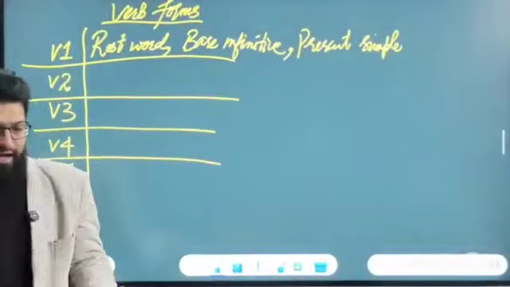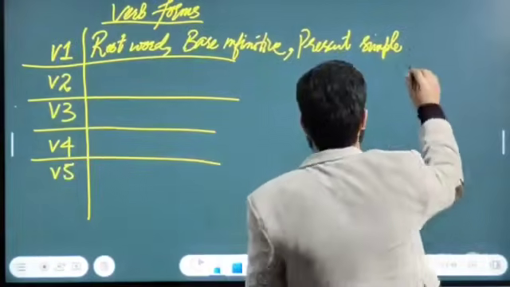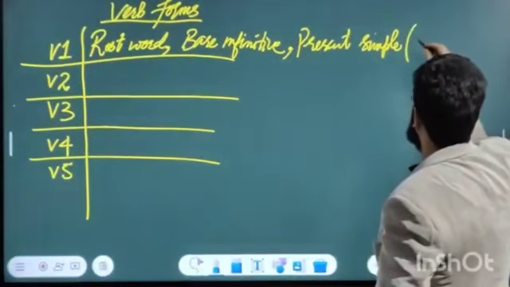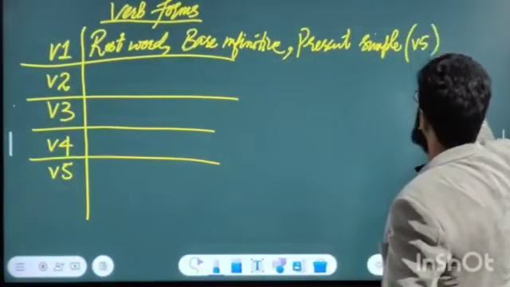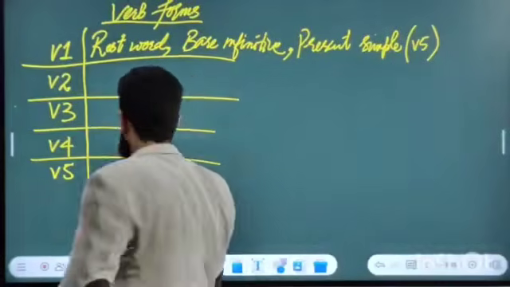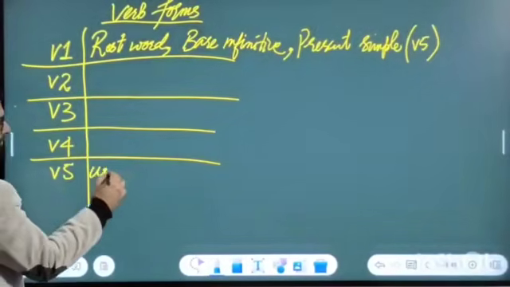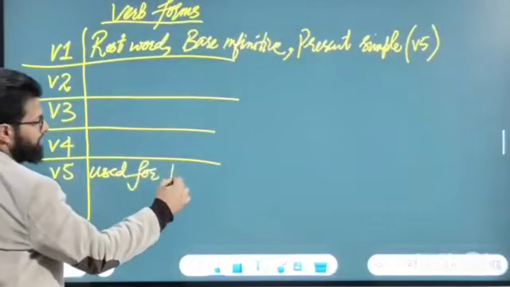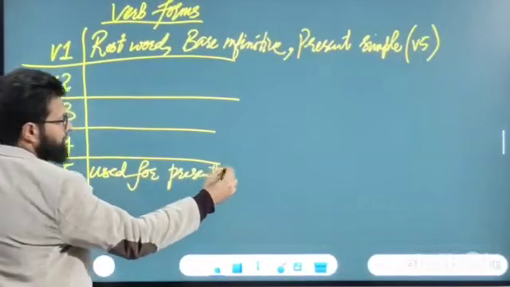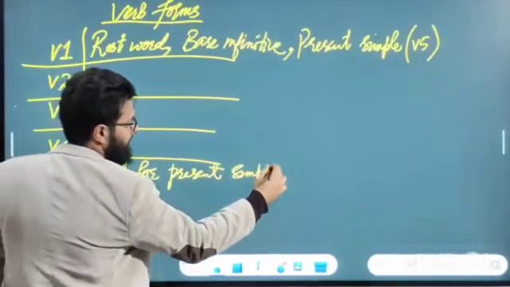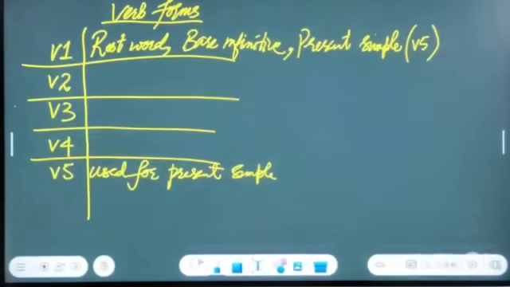Always. Moreover, we also use V5 for present simple. Remember this. I'm writing this in the bracket. V5 is also used for present simple. V5, this one. Used for present simple. V1 and V5 are always used for present simple.